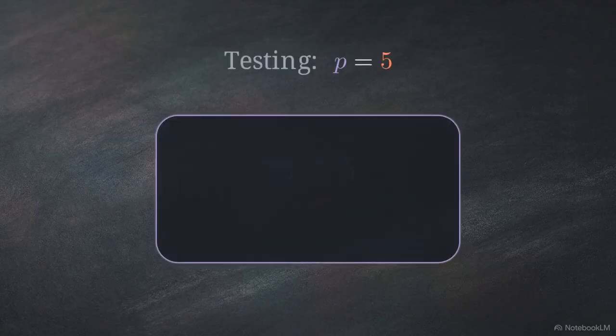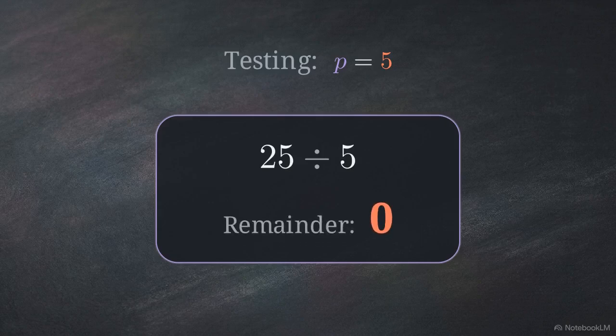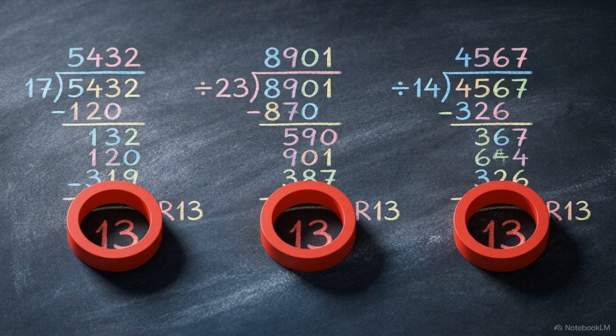We've looked at how single primes leave a specific remainder. Next, we'll explore how those remainders combine across multiple numbers at once with the Chinese remainder theorem.